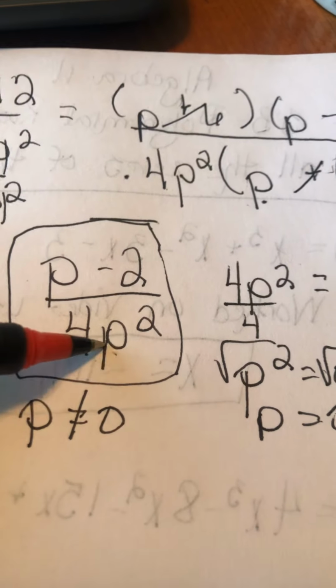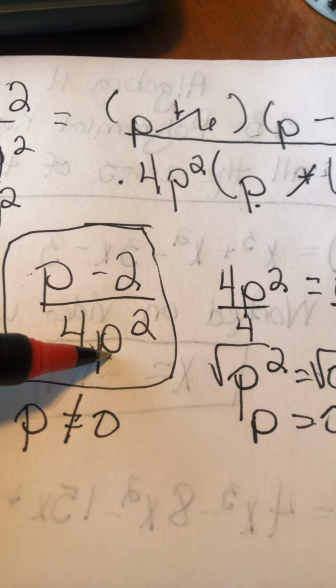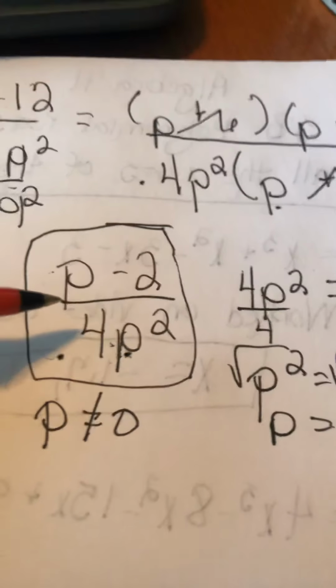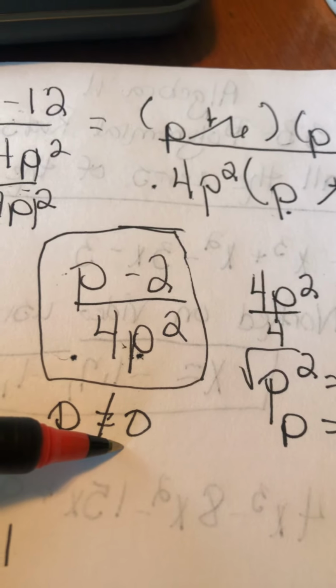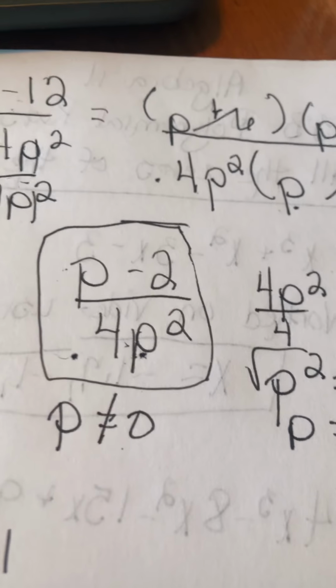So in other words, p can equal anything. It can equal 1, it can equal 100, it can equal 3/4. The only thing it cannot equal is 0. So your answer would be it cannot be 0.